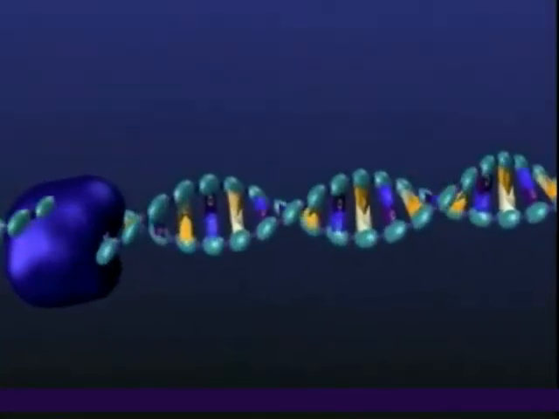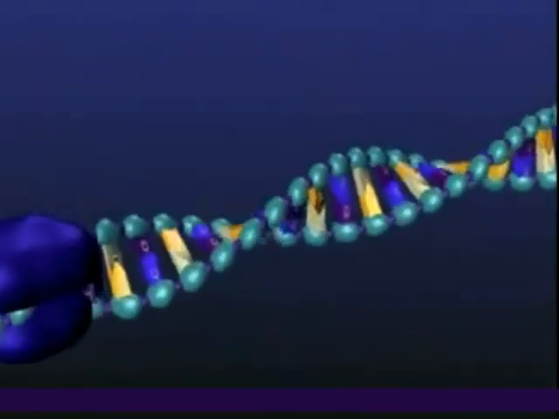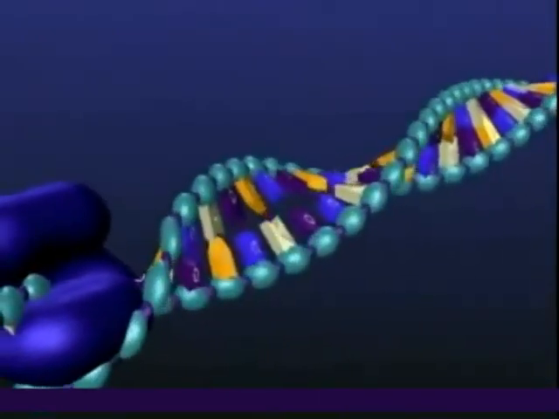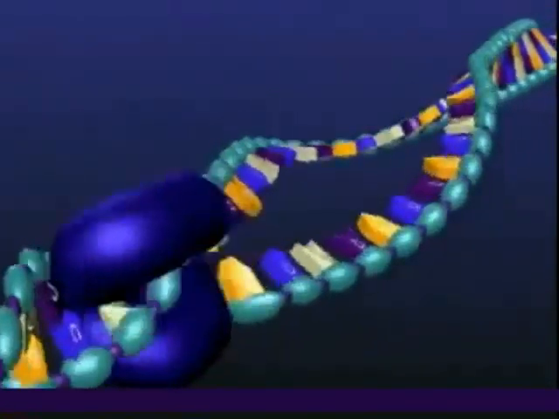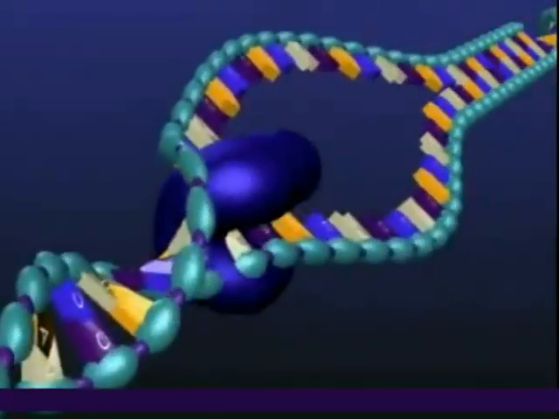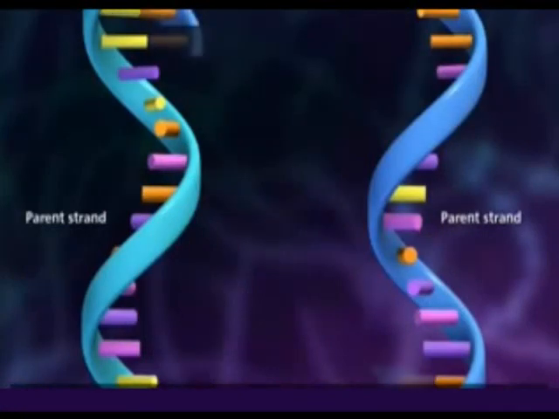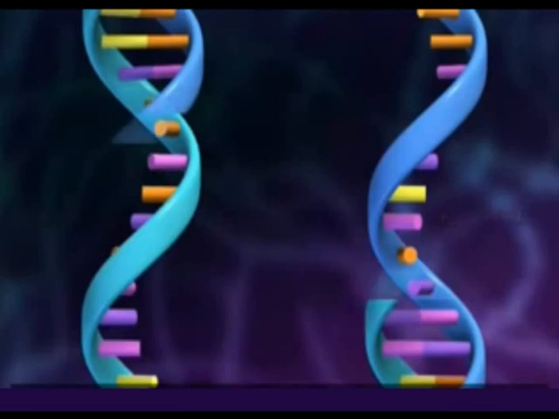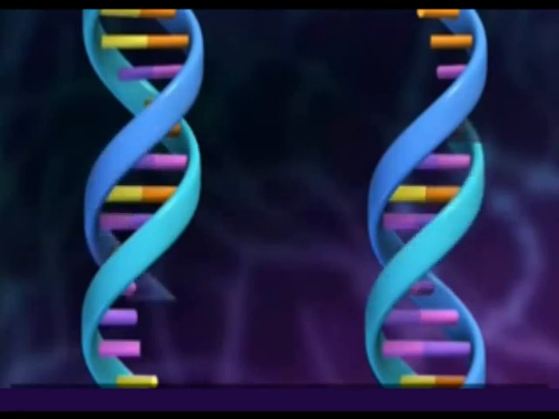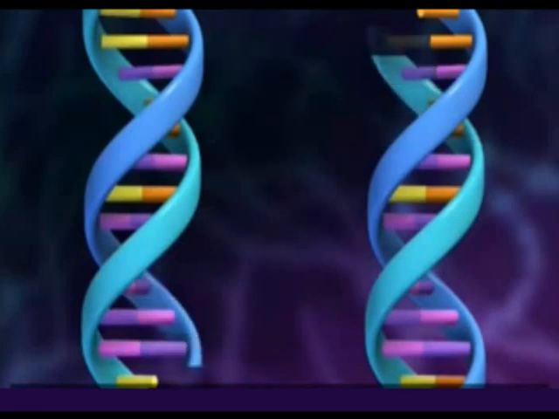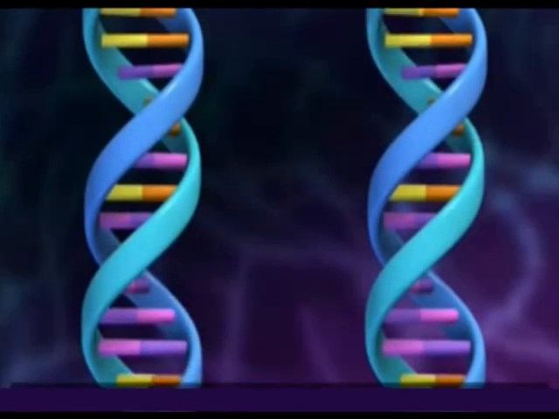Replication begins with the DNA structure unwinding and the strands being separated by breaking the hydrogen bonds in the base pairs. And each parent strand is used as a template for synthesis of a new complementary strand by addition of nucleotides by the enzyme DNA polymerase. Due to the complementary base pairing, the new DNA molecule is exactly like the parent molecule.